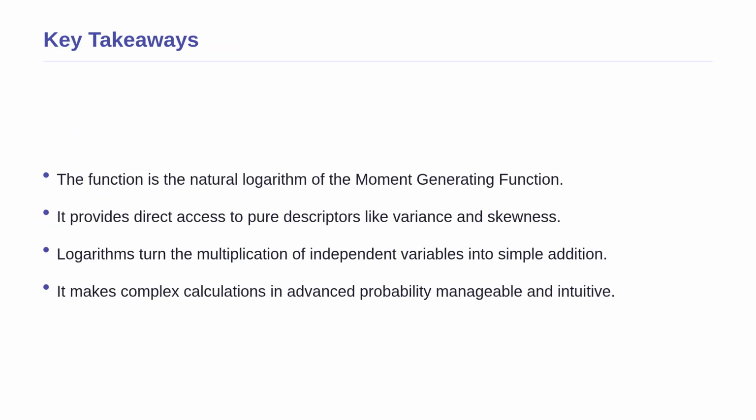We have covered a lot of ground today, so let us review the key takeaways. First, the cumulant generating function is the natural logarithm of the moment generating function, designed to strip away mathematical clutter. Second, it gives us direct access to pure shape descriptors, the mean, variance, skewness, and kurtosis, without having to subtract lower order moments. Finally, its additive property makes dealing with sums of independent variables incredibly intuitive.